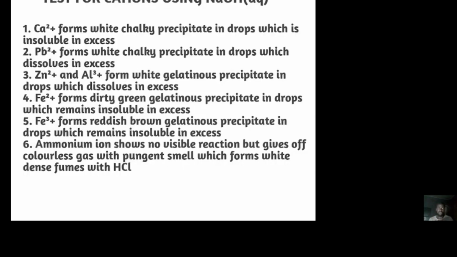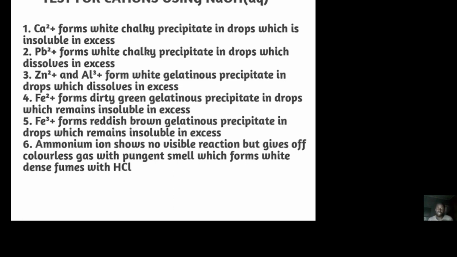The second ion we are going to be considering is lead-2 ion. Lead-2 ion, just like calcium, forms white chalky precipitates in drops. But the difference is that because it is amphoteric, it will dissolve in excess NaOH. So have that in mind. If you see a particular reaction and they said to this solution, add NaOH, and then you see in the observation, I'm treating this like an alternative to practical, that you had a white chalky precipitate. Now, white chalky precipitate could indicate calcium 2 plus or could indicate lead 2 plus.